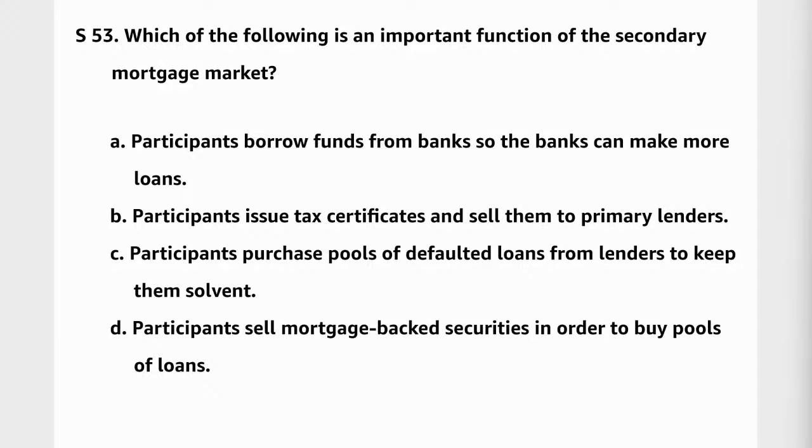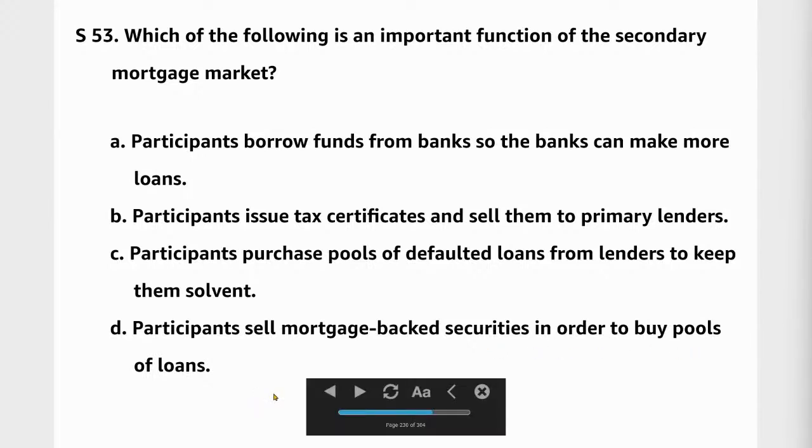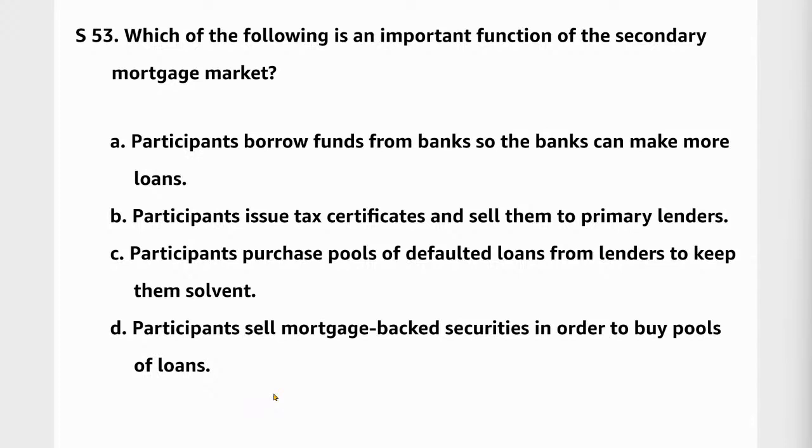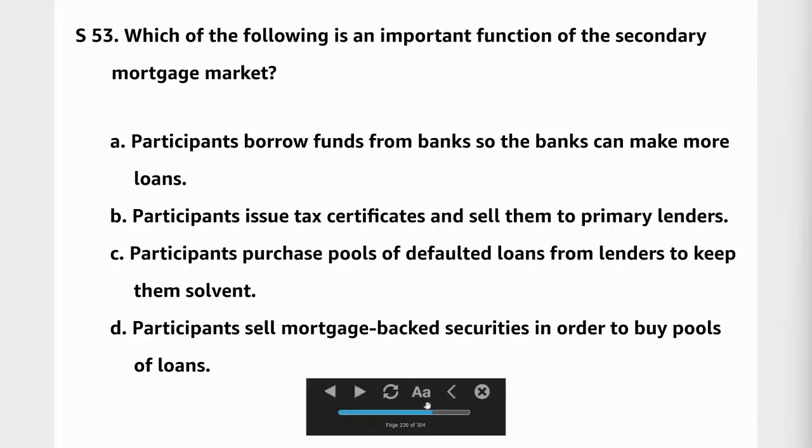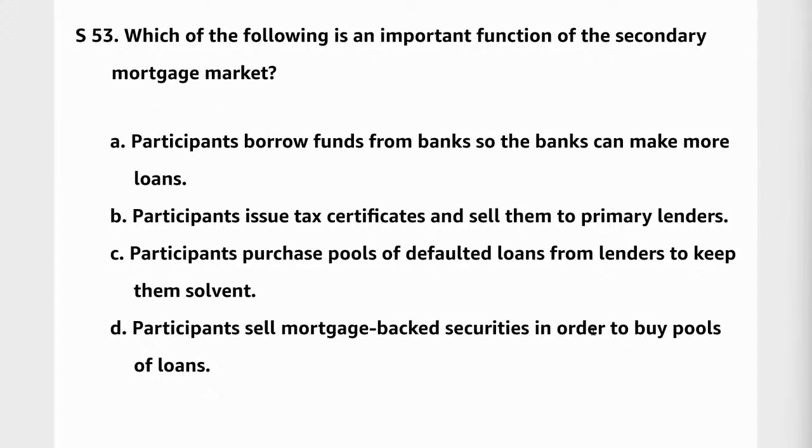So the answer here, okay, we've got some D's. Yes, the answer here is D. Participants sell mortgage-backed securities in order to buy pools of loans. Let me go into detail with the answer from the book. So the secondary market buys pools of loans.